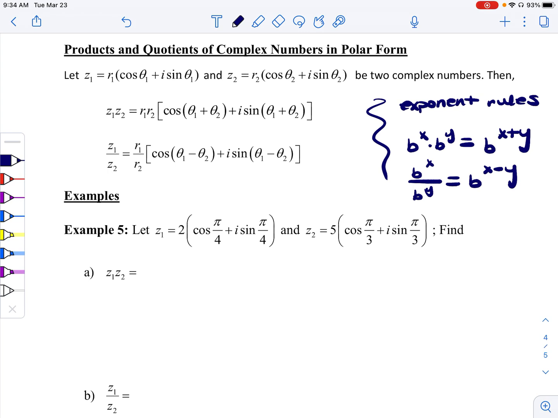So when you're finding the product and the quotient of complex numbers in polar form, the way that you combine your angles is basically the same as the way that you combine your exponents when you're looking at your exponent properties. The reason I tell you these memory tricks is I do expect you to memorize these formulas for the test. These are not going to be on your formula sheet, so make sure you have these general rules memorized.